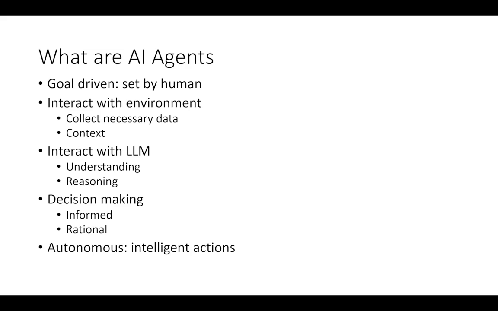And the last thing is it's autonomous. So not only did it make an informed decision, but it actually acted upon it. It took an action and it was intelligent, because it was informed, it was rational. So that is a very important aspect of these AI agents, that they are autonomous and they take intelligent actions. So it's like an actionable insight that is brought forth by these AI agents.